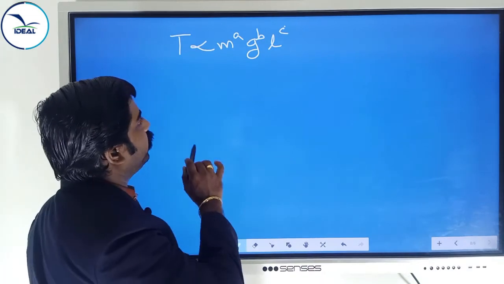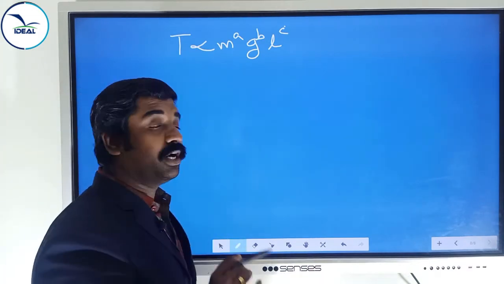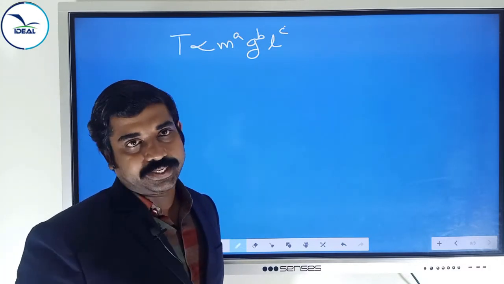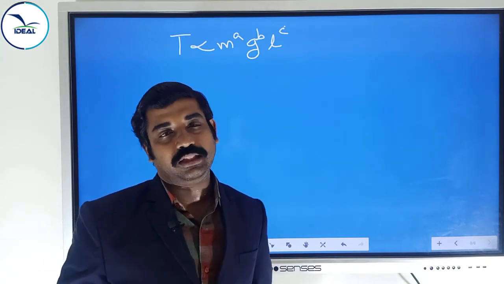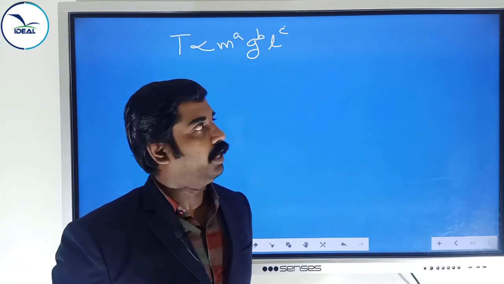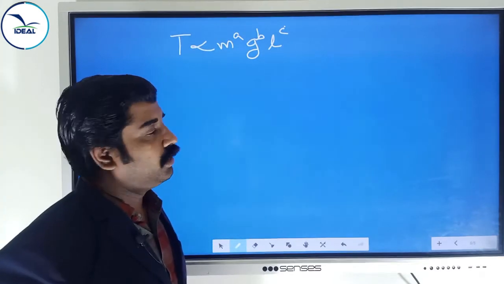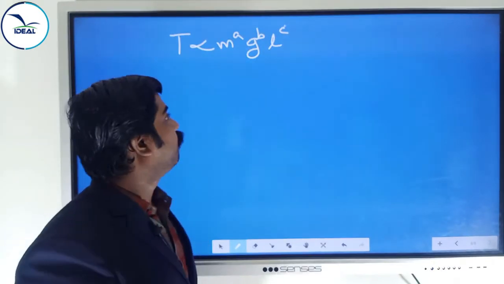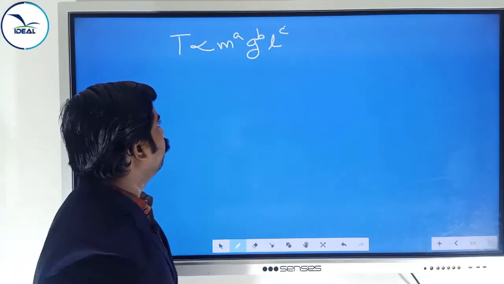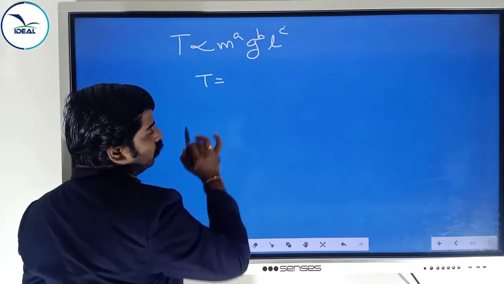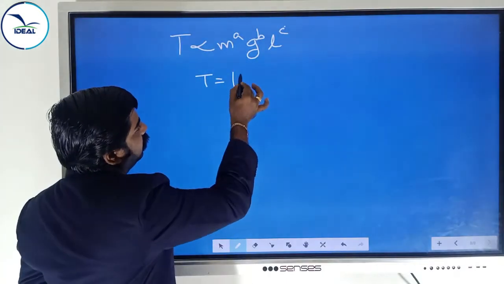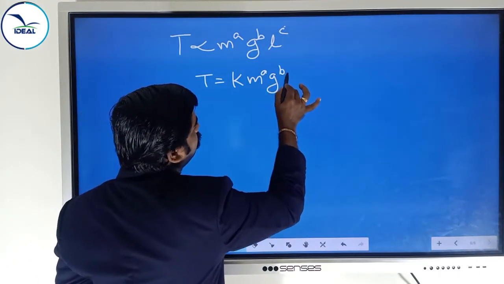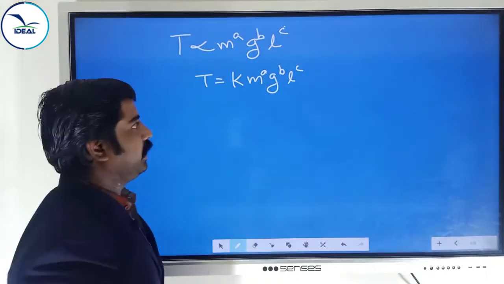So the time period of a simple pendulum depends on mass, acceleration due to gravity, and length of the pendulum. Okay, so we want to derive the exact relationship. What is the equation for T that we want to derive? For that we can consider that T equals k into m raised to a, g raised to b, l raised to c, where k is a constant.